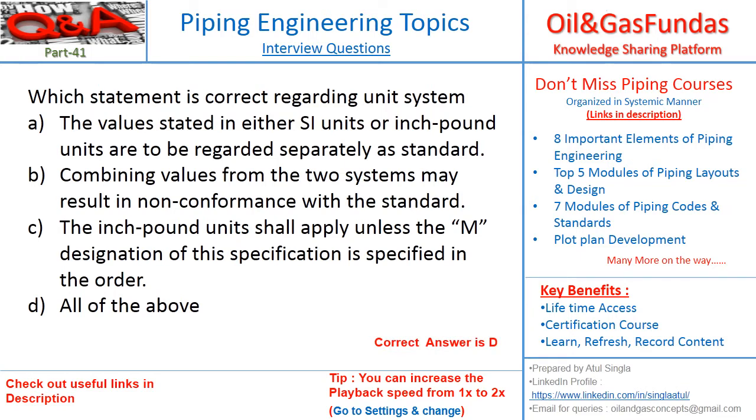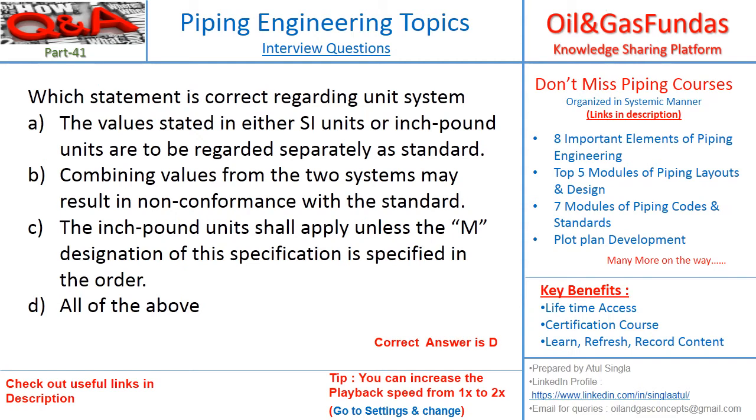The correct answer is D. We are talking about the unit system which is mentioned in material standards. Both these unit systems are available, SI unit as well as inch pound, but we have to regard it separately. It is clearly mentioned in the standard. Why is it mentioned? Because the two values are not exact equivalent in inch as well as in SI. Once we convert from one system to another, these two values will be a little bit different from each other.